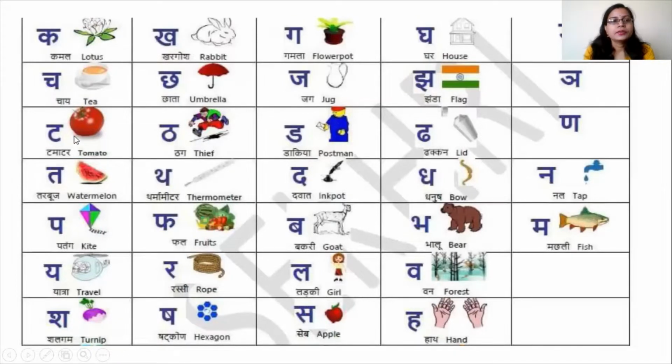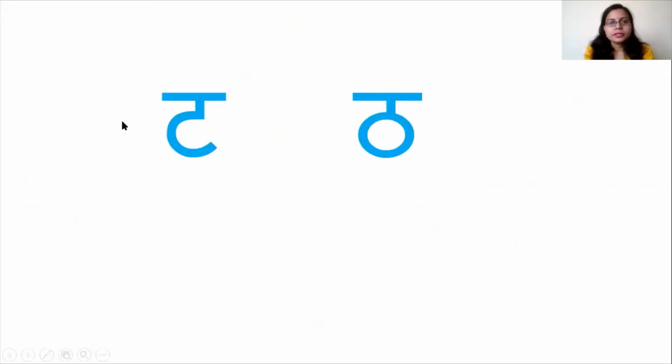Third line where we have letters from t to r. Okay, so let us start with the letter t first. Today we will be doing t, soft sound. You can keep your palm and feel that the first letter is soft sound.